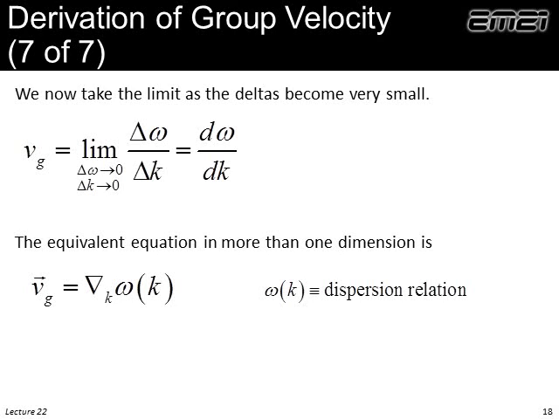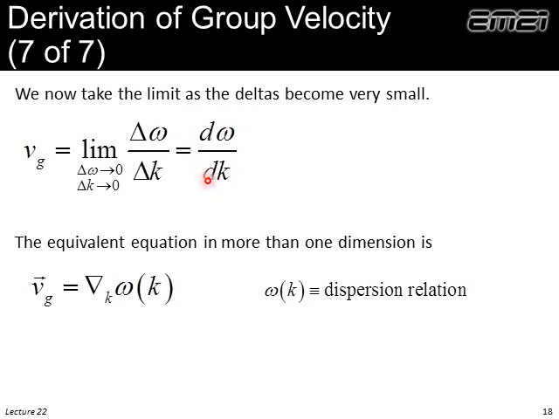Group velocity is this delta omega over delta k. However, we're going to take the limit as our delta omega and delta k go to 0, in which case our delta omega over delta k ends up being d omega over dk. So the derivative of omega in k space, if you will, or the derivative of frequency with respect to the wave number, that gives us our group velocity, the speed that that envelope moves. Not the speed of any of the individual waves, but the envelope.